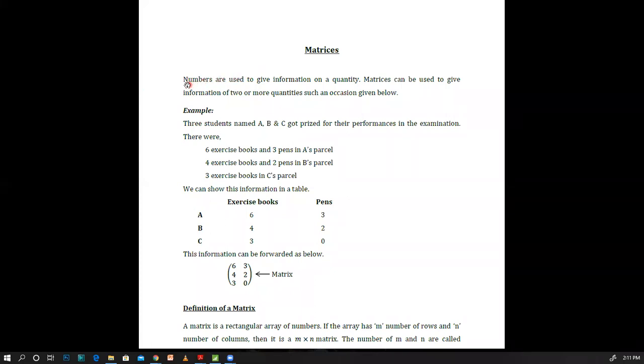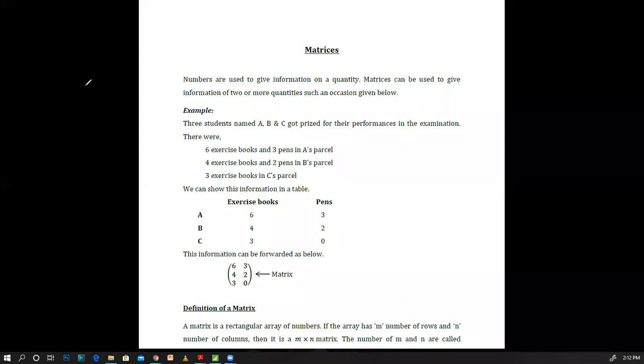Prior to that, if you just have an idea regarding the numbers, numbers are used to give information on a quantity. If you just need to quantify something, then you can use the numbers for that purpose. Then we can use matrices to give information regarding two or more quantities on such occasions as given below.